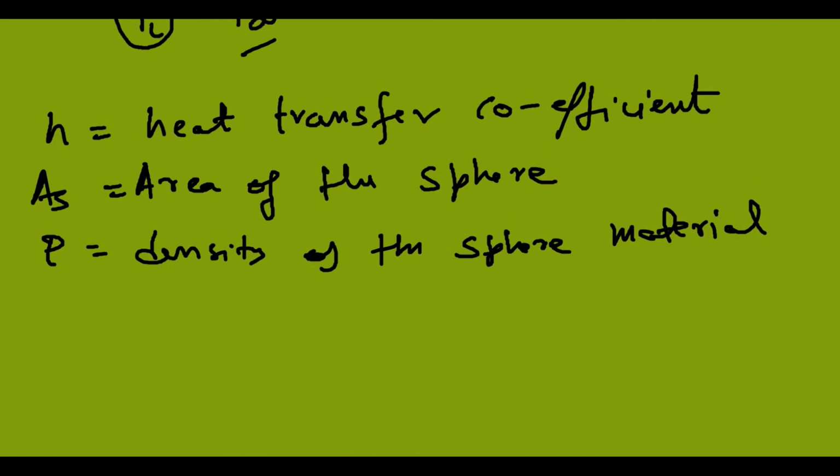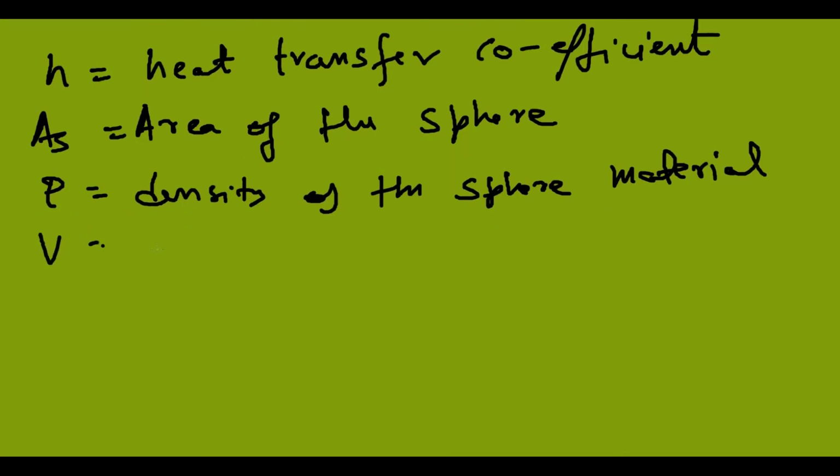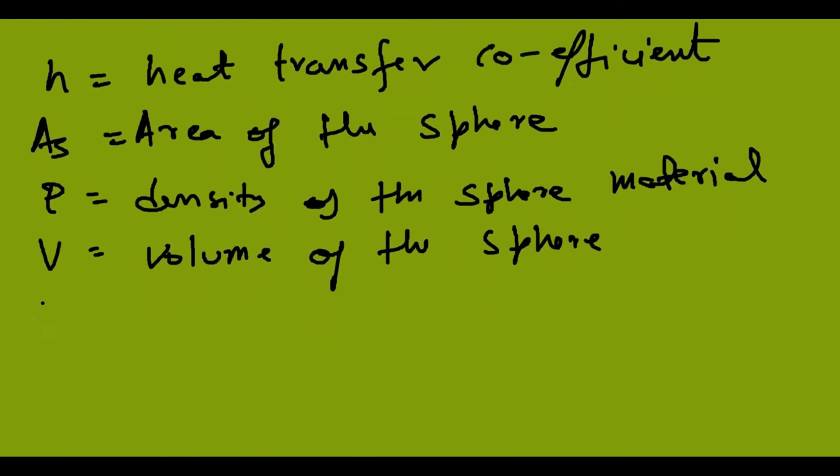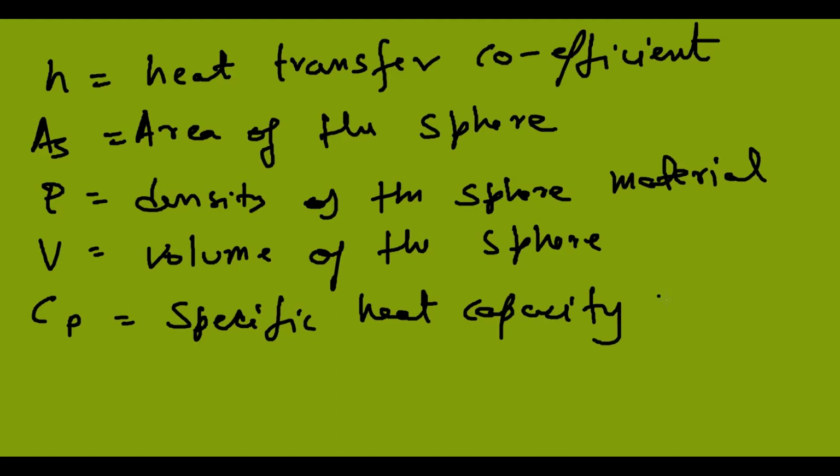So next, after rho, what we have is V. V is the volume of the sphere. Let me write it down. V is the volume of the sphere. And lastly what we have is Cp. Cp is the specific heat capacity of the material, that is, of the sphere material. Of course, if it is made of copper, then it will be the specific heat of copper. If it is made of iron, then it will be the specific heat capacity of iron.